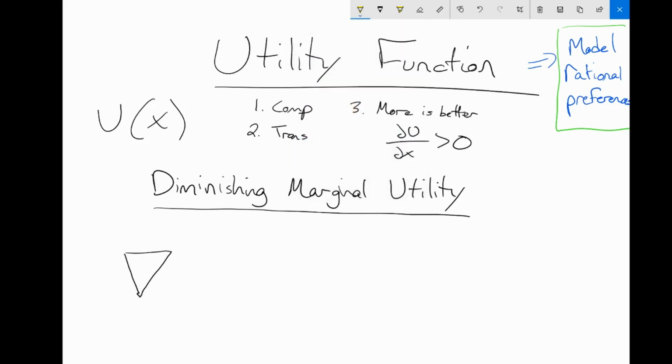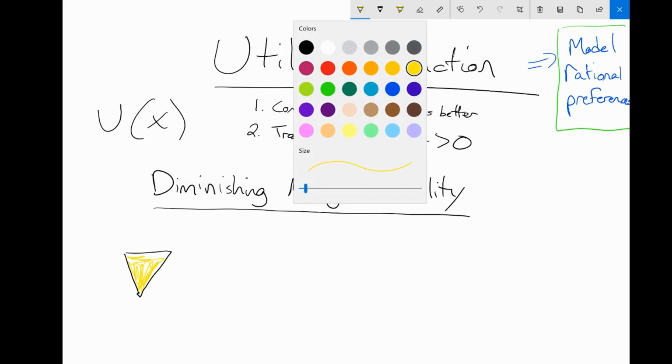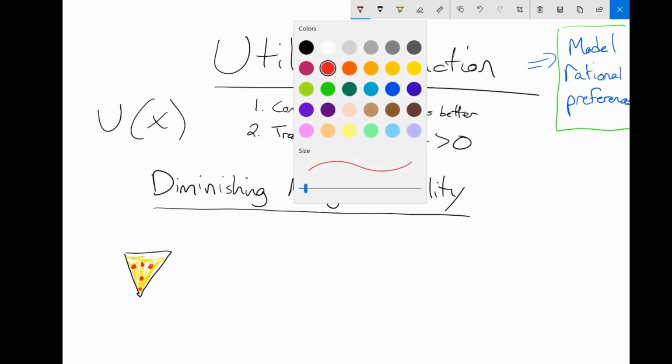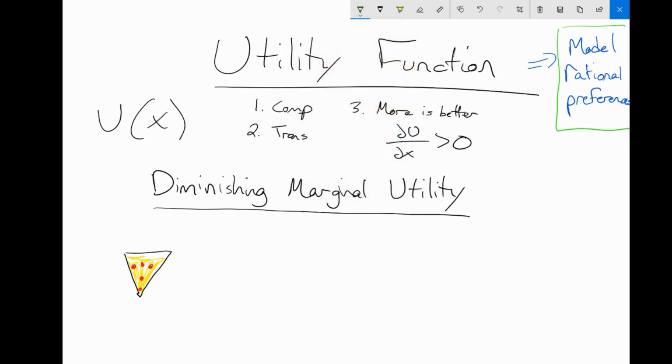I'm going to be obnoxious here. Let's give some cheese on it. It's just basic cheese pizza. Well, it's going to have some pepperonis on it too. We've got to get some red here. So I'm going to offer you a single slice of pizza. How much do you think you're going to value that slice of pizza?